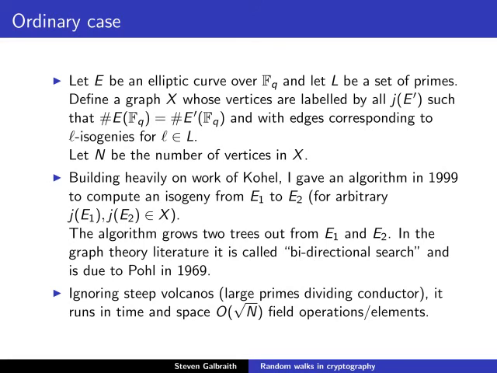If you forget about problems with the conductor, whatever that is, you are solving the isogeny problem in root N time. That's fine, but this is like baby-step giant-step. This is a square root type algorithm with square root storage. You want to get a low storage algorithm. You want to get an algorithm that can be parallelized.